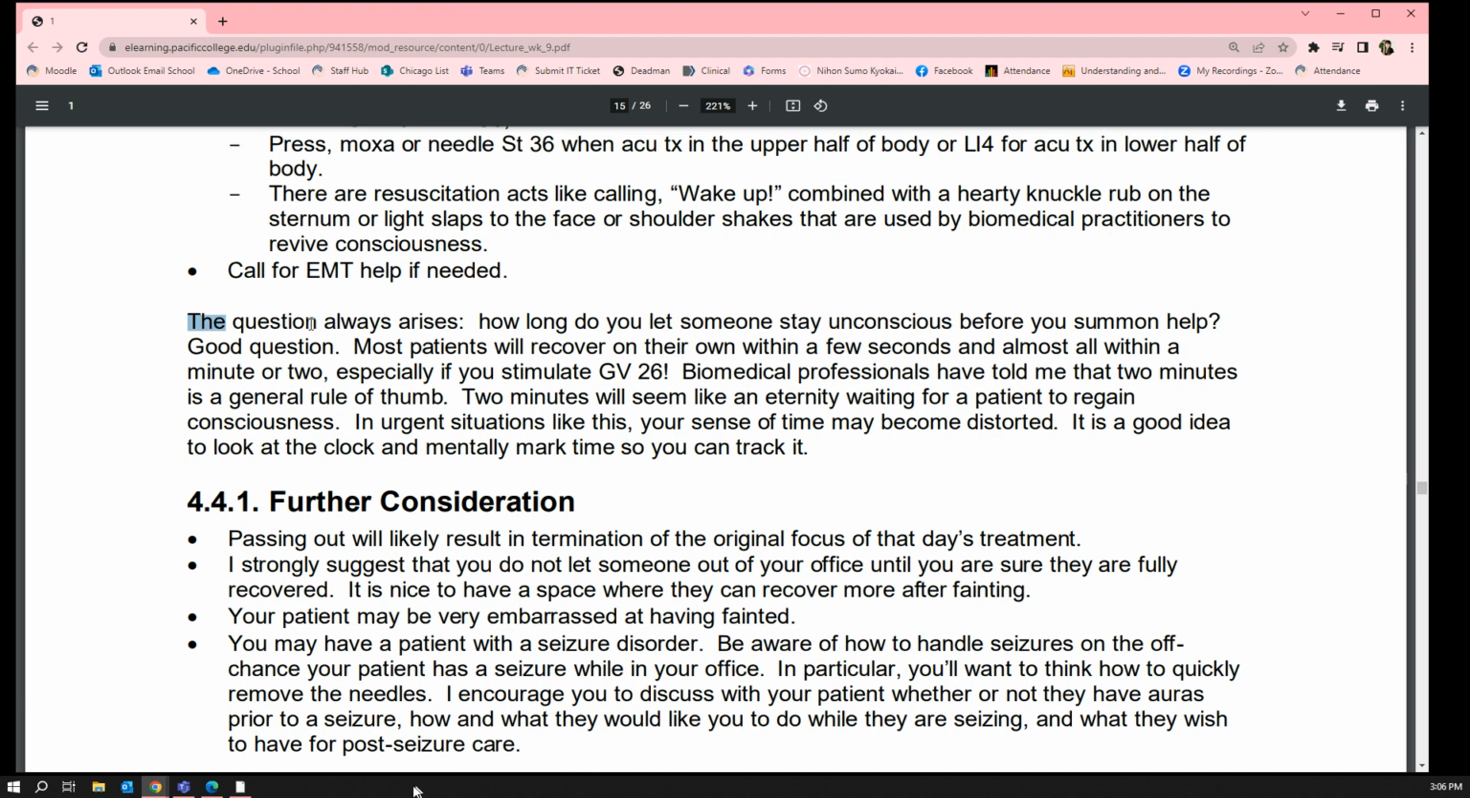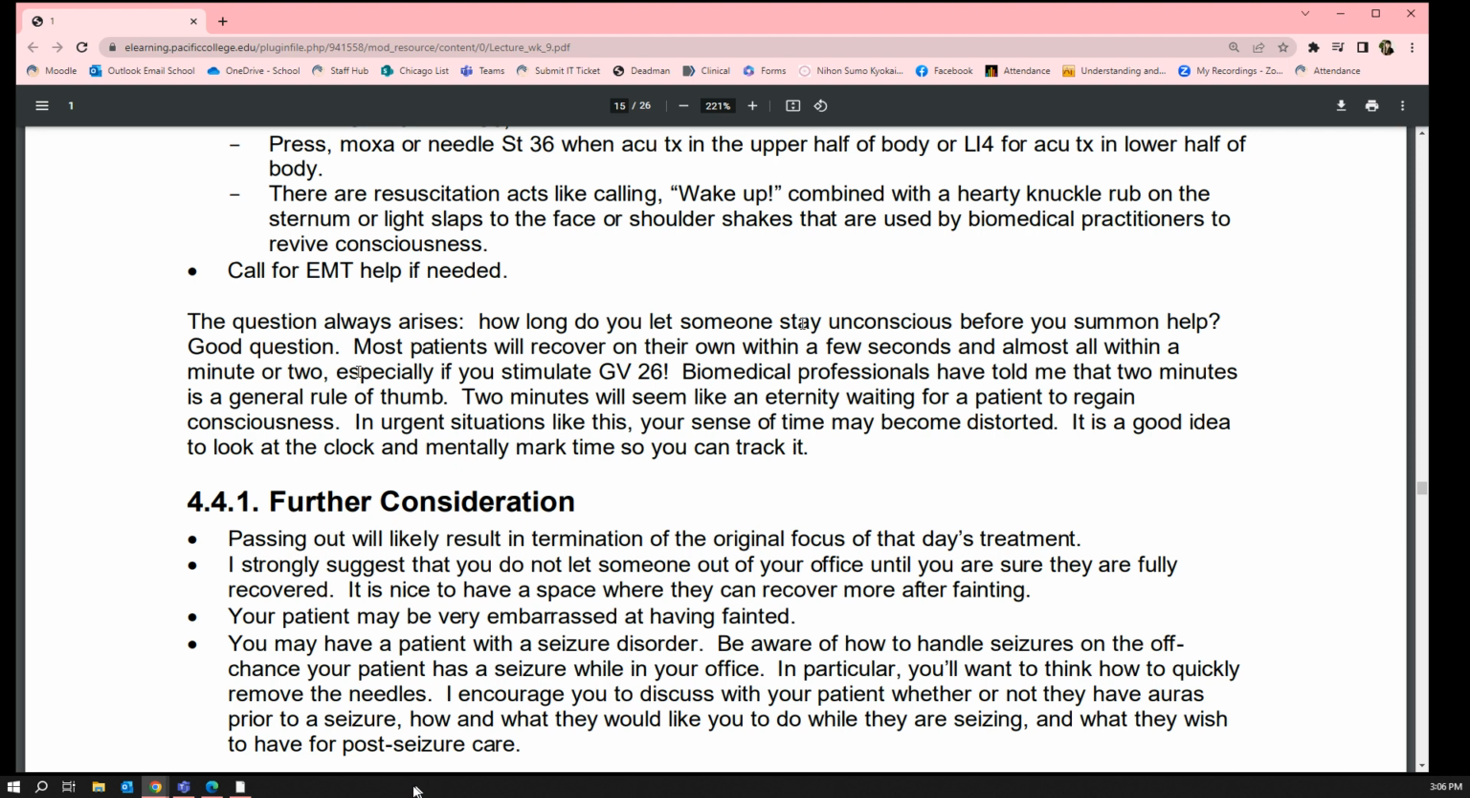So this is an important question that always arises. How long do you let someone stay unconscious before you summon help? Mostly people will recover on their own within a few seconds, almost all within a minute or two, particularly if you stimulate DU26. I have heard that 2 minutes is a good general rule of thumb.